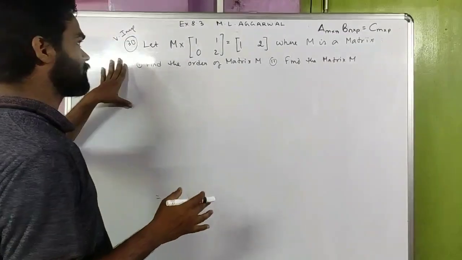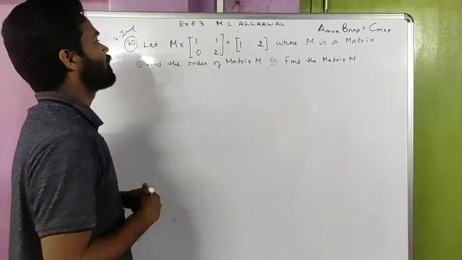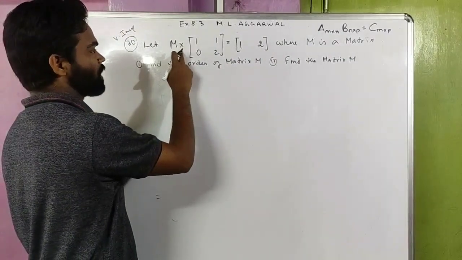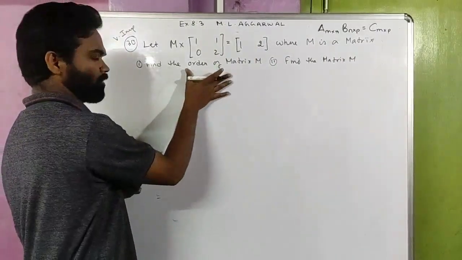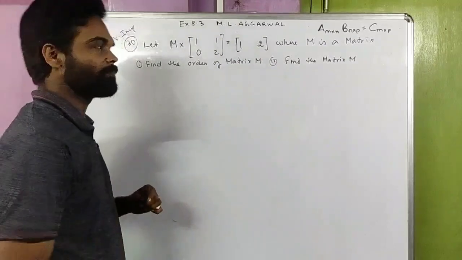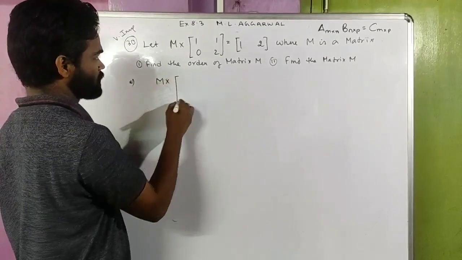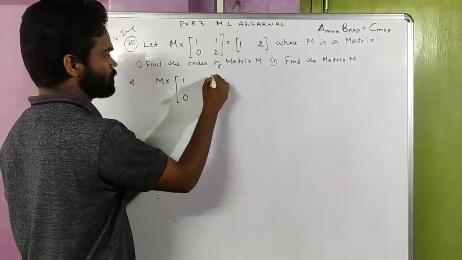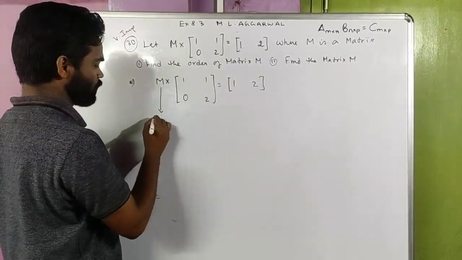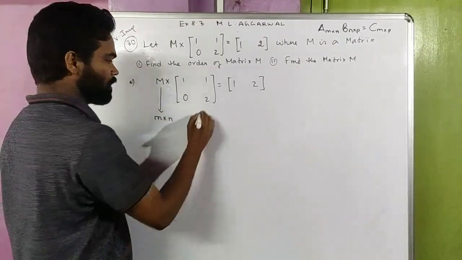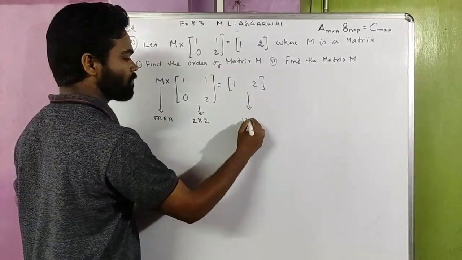Now we look at the next. Look at sum number 30, very important sum. Again, you can expect this kind of sum in your boards. Okay. Now they have given a matrix M multiplied by a 2 cross 2 matrix gives you a 1 cross 2 matrix. First thing they have asked the order of the matrix M and then the matrix M. Now look, this is M, this is [1, 0; 1, 2], and this is [1, 2]. Now the order of the matrix, suppose M cross N. The order of this matrix is 2 cross 2. The order of this matrix is 1 cross 2.